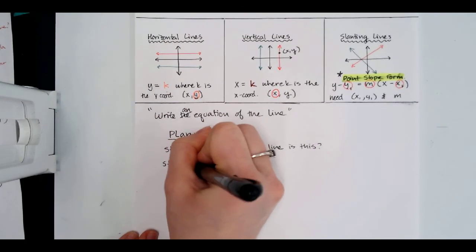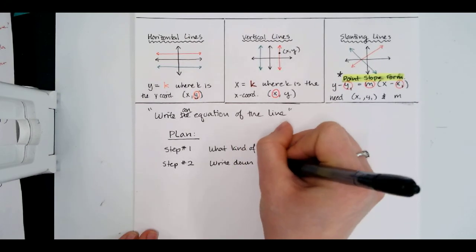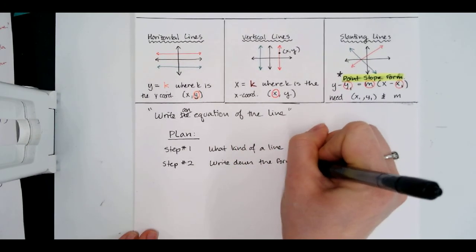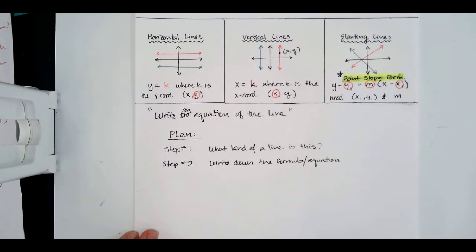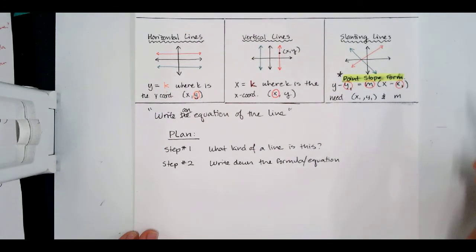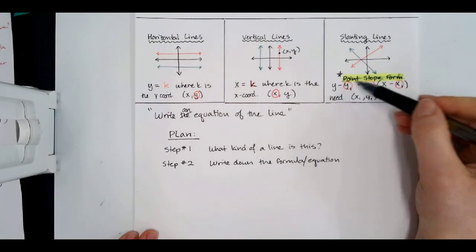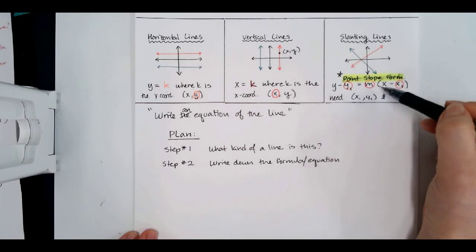Step number 2. Write down the formula or equation. So for example, if I found out it was a horizontal line, I'd write down y equals k. If I found out it was a slanted line, I'd write down the point-slope form, which is y minus y sub 1 equals m times x minus x sub 1.